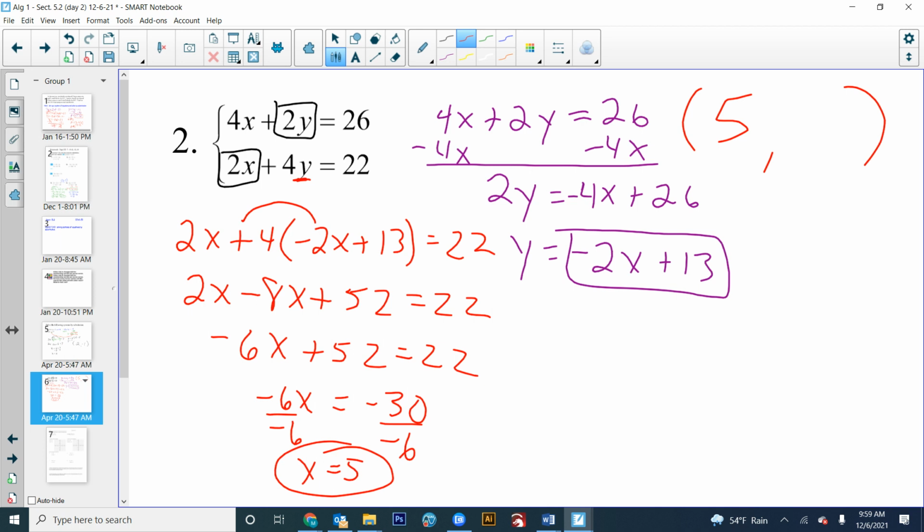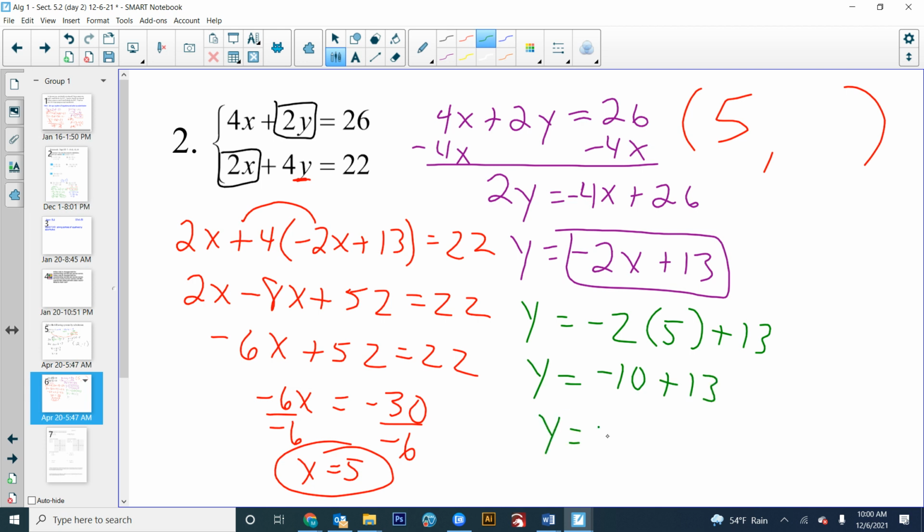Now, where do I want to plug x into to get my y? What's the easiest thing to plug it in? What do you think, Matt? Would be on 2x. We're at the bottom. Right here? Oh yeah, that would. All right. So it's going to be what? Y equals negative 2 times what, plus 13. And what's that equal? Matt, keep going. y equals negative 10 plus 13. What do you got? 3.